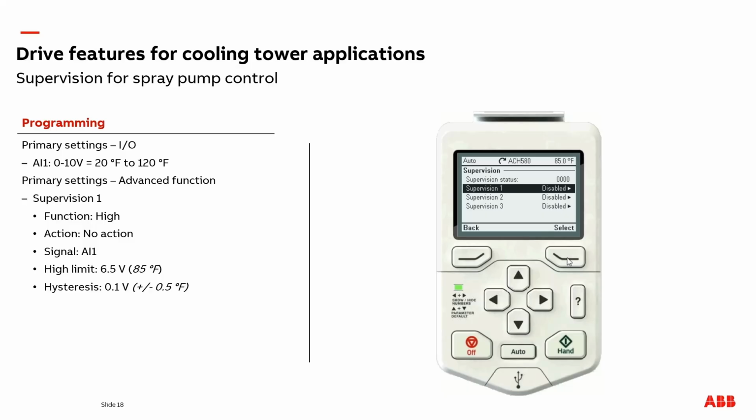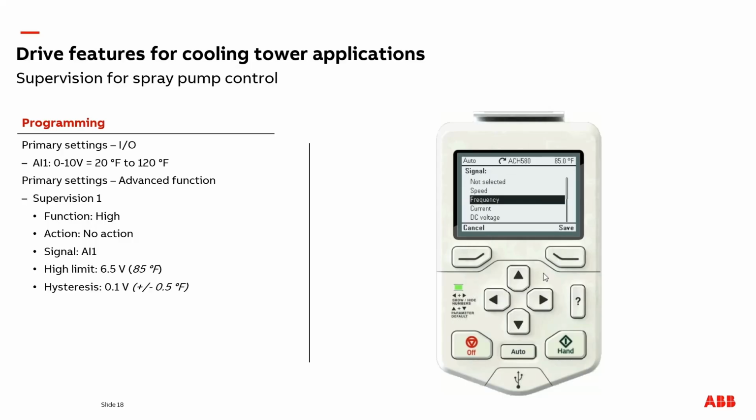Let's select Supervision 1. The first option is to enable the supervision based on low set point, high set point, or both. For the spray pump, we want to enable when the feedback is above a set point, so we will select high. For action, we can either have a warning that the supervision is active, we can fault and stop the motor, or we can take no action.